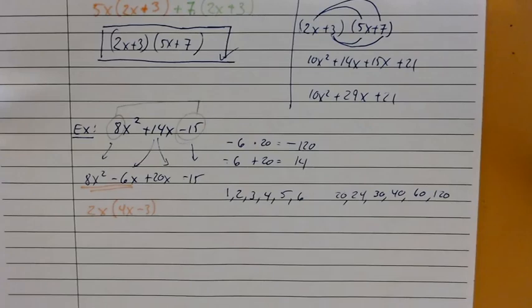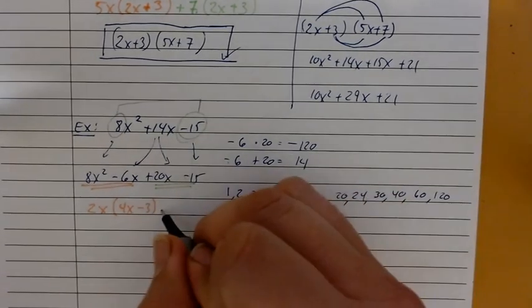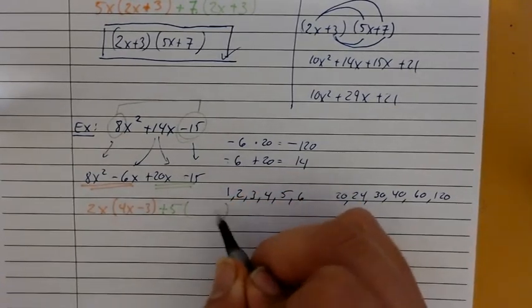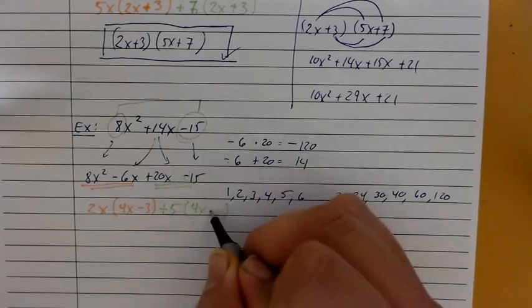Looking at the other two terms, 20x minus 15, both of those can be divided by the number 5. So plus 5 times, if I divide this by 5, you get 4x. And if you divide this by 5, you get minus 3.